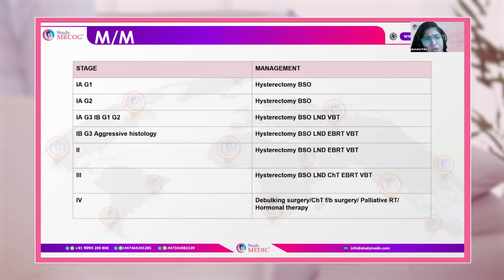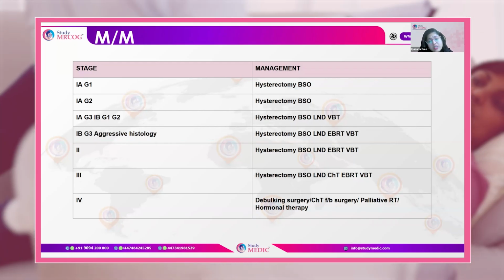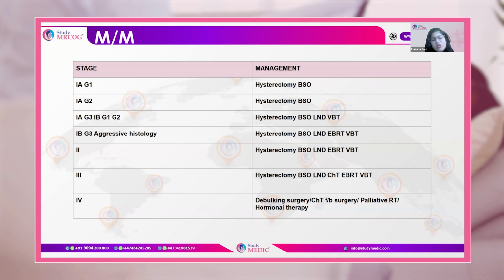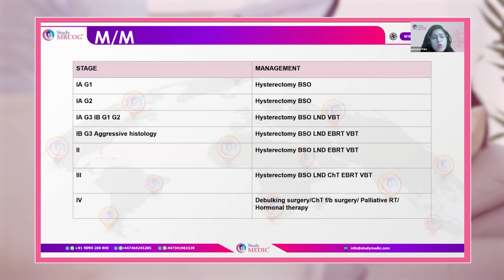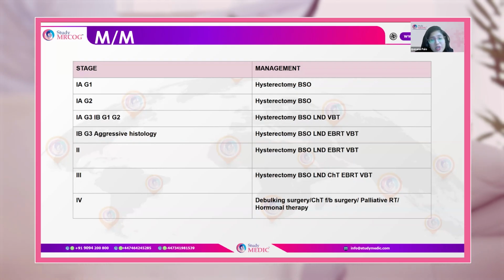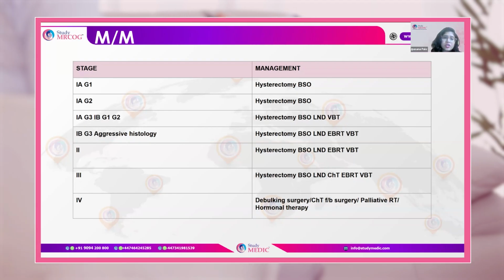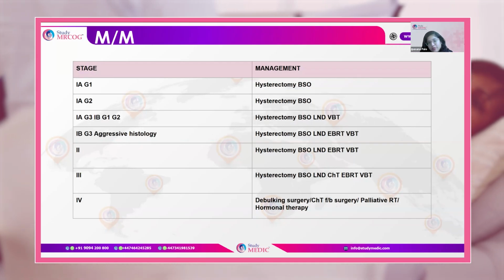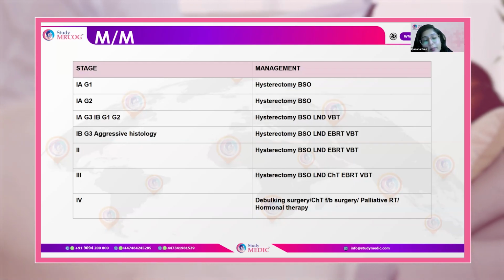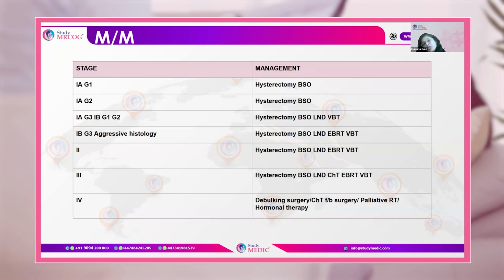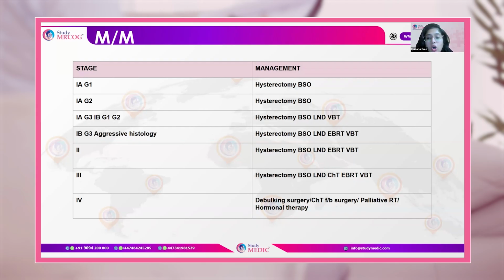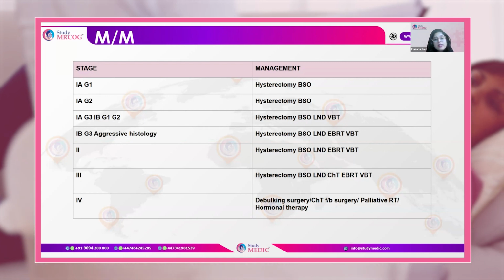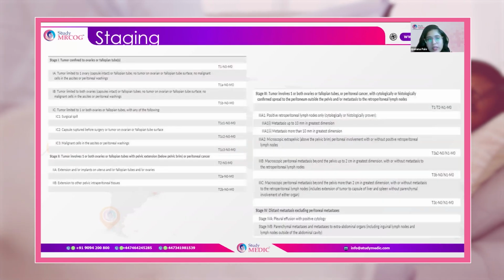So in 1B grade 3 aggressive histology, you have to go for a lymph nodal dissection, and as an adjuvant, you can go for EBRT and brachytherapy. In stage 2 also, you can go for EBRT and brachytherapy. However, if the lymph nodes come out to be positive, that is stage 3, then you have to go for concurrent or sequential chemoradiation, that is chemotherapy, EBRT and VBT. All three need to be given. In case of stage 4, you can go for debulking surgery, or chemotherapy in the form of NACT followed by surgery, or palliative RT or hormonal therapy. So these are the options in case of stage 4 disease. Please go through the management once.